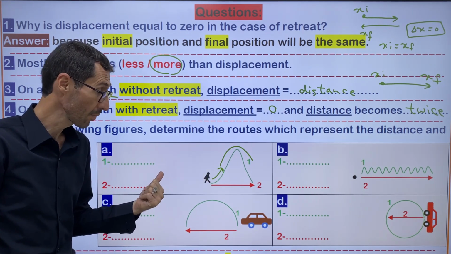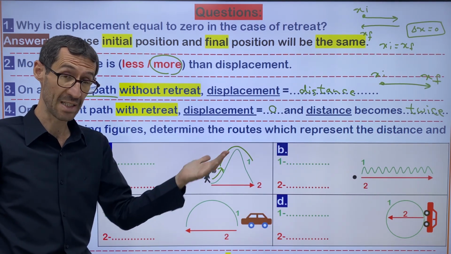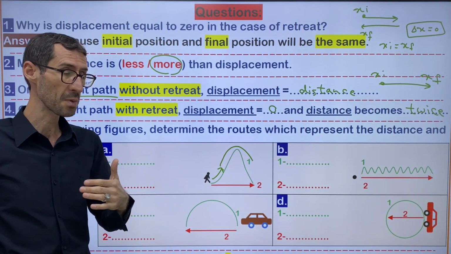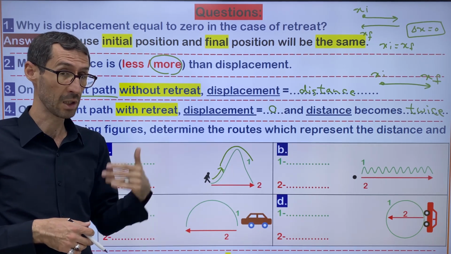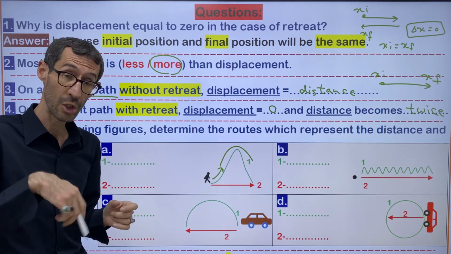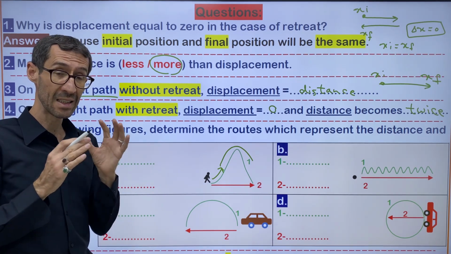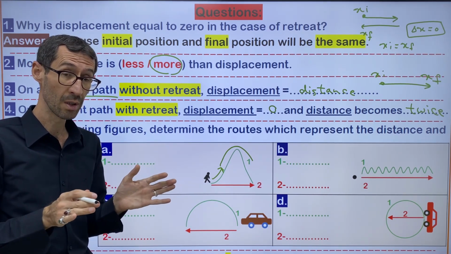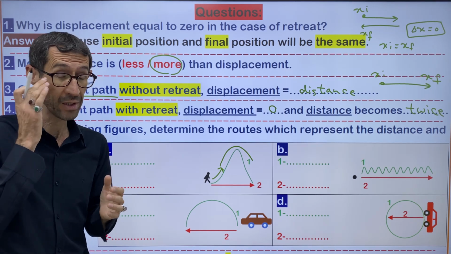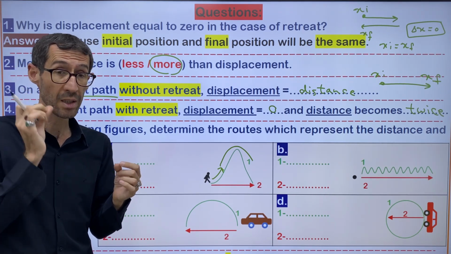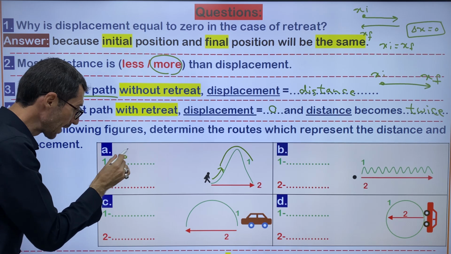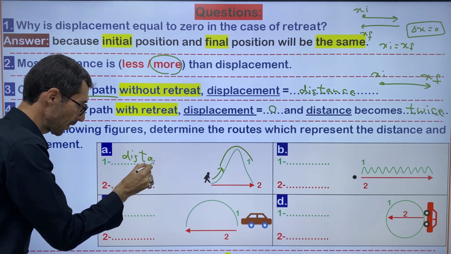Number 1, I told you distance might not be a straight line. What does it mean? Distance can take a curved line, can take a zigzag path. It can contain a circular track. So distance can take any route regardless of the shape of the track, right? That's why number one becomes distance.